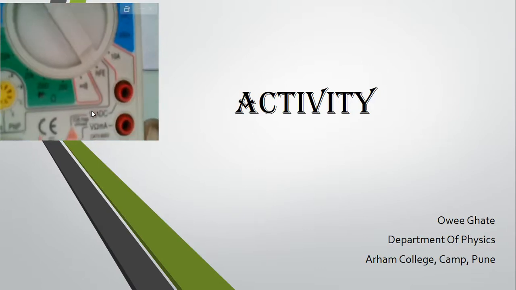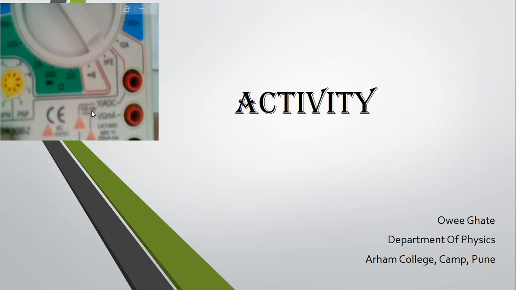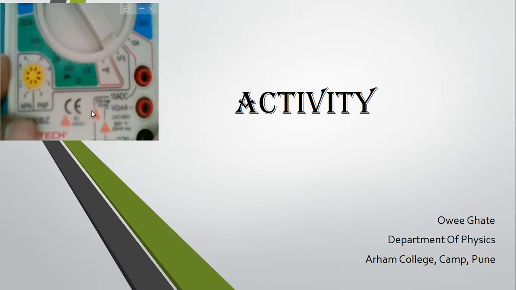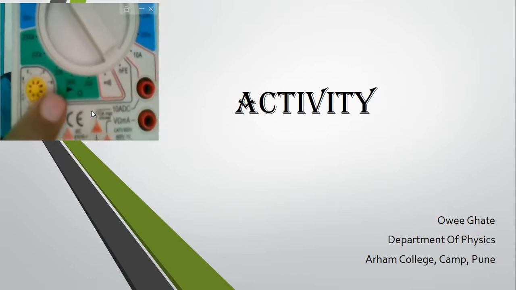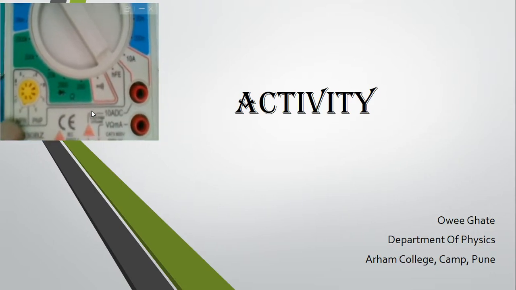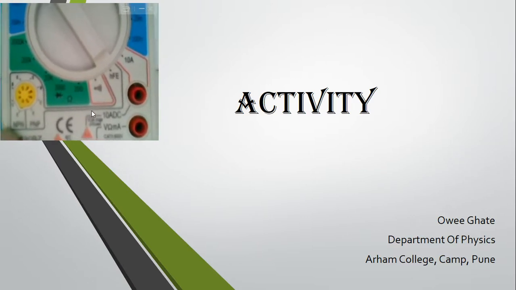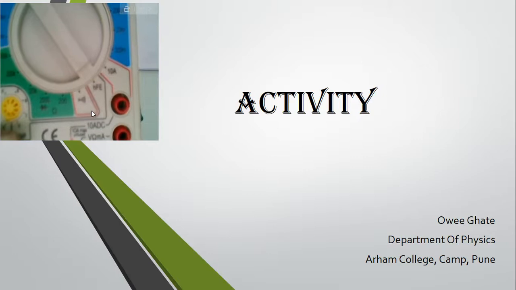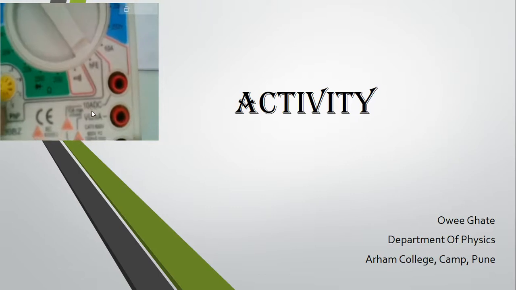If I move further, this is hFE. hFE means we can measure a PNP or NPN transistor. This is the section for PNP or NPN transistor, as you can see, it is PNP and it is NPN. So if we put any transistor in this socket and set the knob to hFE, it will show some value on this display. So this is the multimeter.